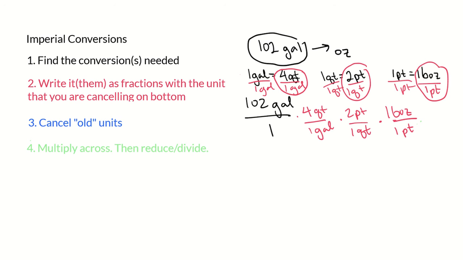Now we want to cancel our old units, or the units we don't want. So we have gallons on the top and the bottom, they cancel. Quarts on the top and the bottom, they cancel. Pints on the top and the bottom. And the unit that we have remaining is ounces, which is the one that we want. And now we multiply across. So multiplying across the top, we have 102 times 4 times 2 times 16, which is 13,056, and we have our unit ounces on the top, and then multiplying across the bottoms we have 1 times 1 times 1 times 1, so just 1, so our answer is 13,056 ounces.